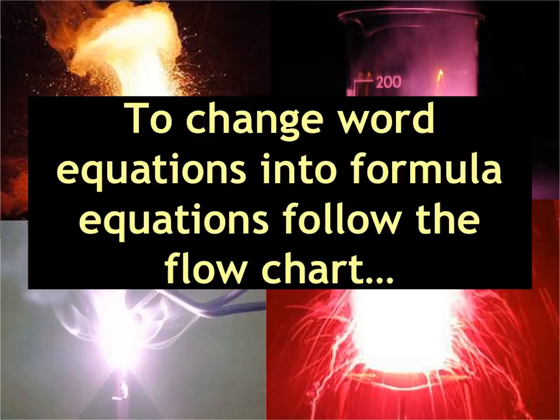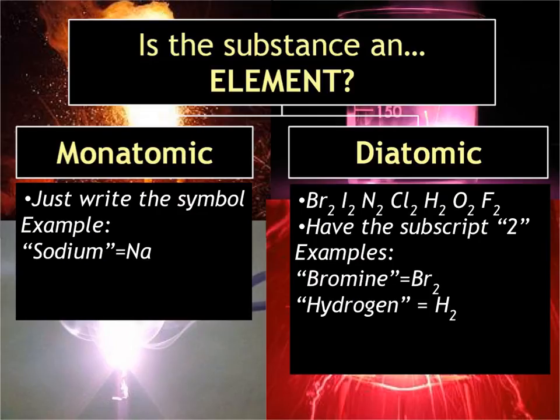Changing word equations into formula equations, you're going to need to use your skills for naming compounds. The first question to ask yourself is: is the substance an element? If it's a monoatomic element, a normal element on the periodic table, you just have to write the symbol, in this case sodium. The other question to ask is: is it a diatomic element? These are elements you're going to need to memorize.